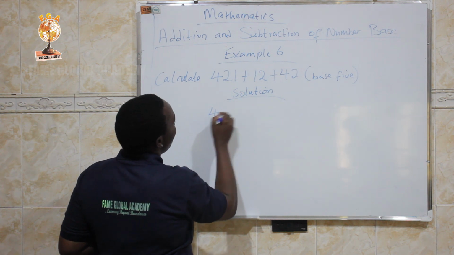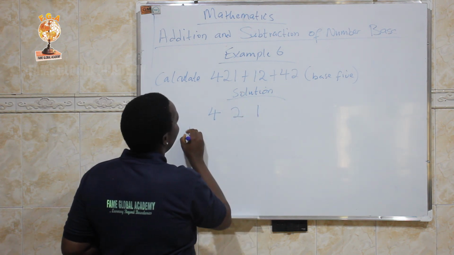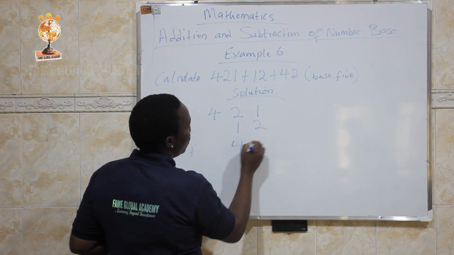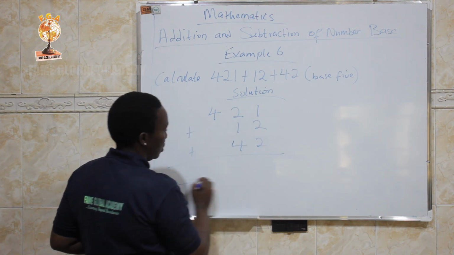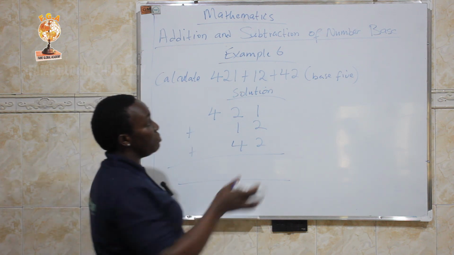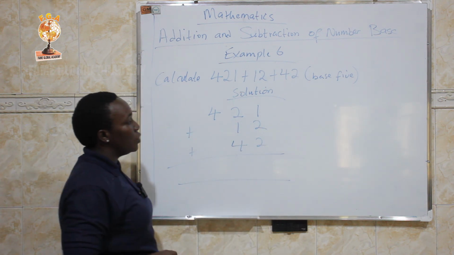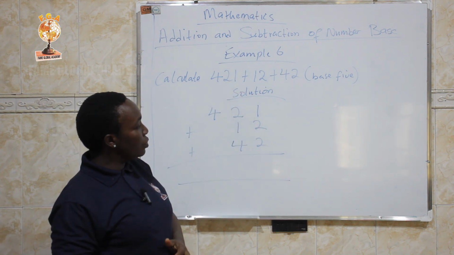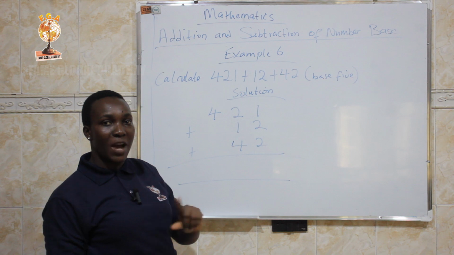Okay, so we have solution. We have 421 plus 12 plus what? 42. You roll. Okay, so we are working in base 5, remember. So you do your addition. So this is 1 plus 2, 3, 3 plus 2, 5.